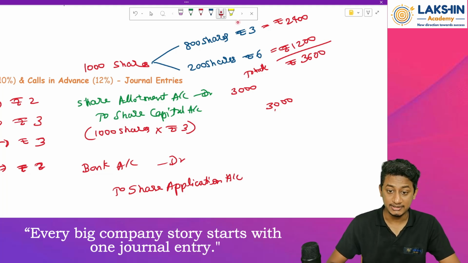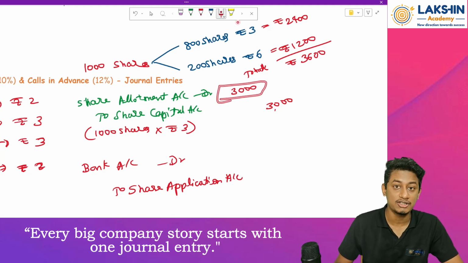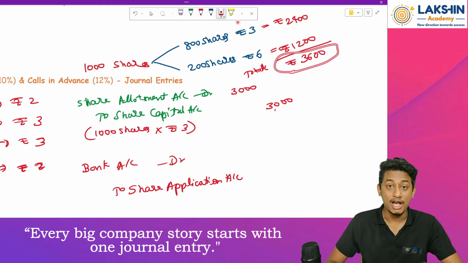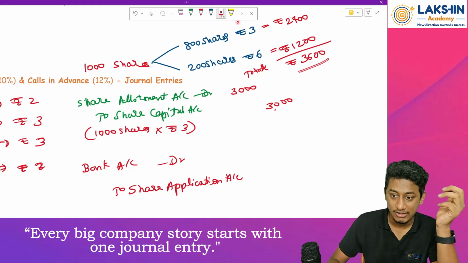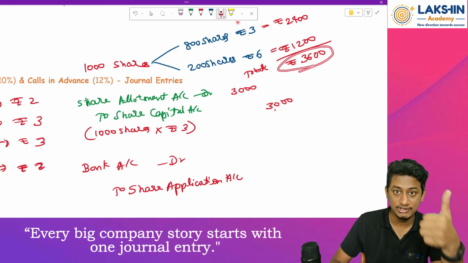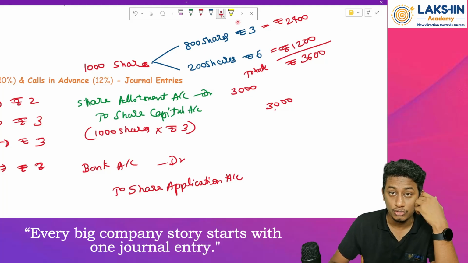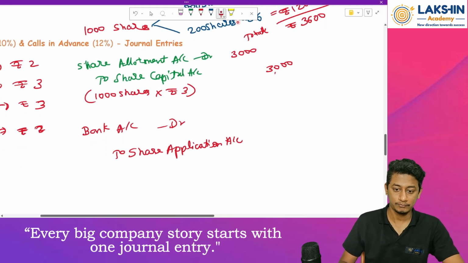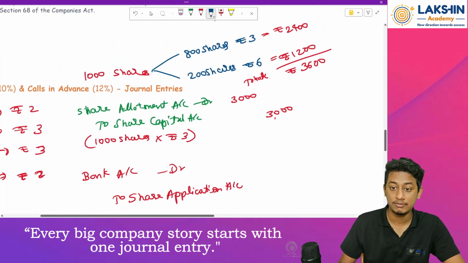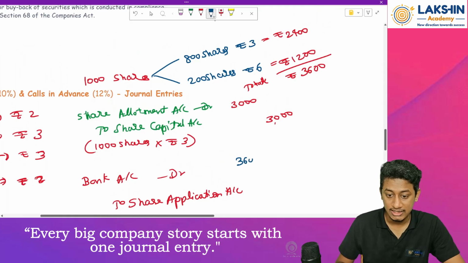That means, see, I was supposed to receive 3000 rupees. But how much have I received? Rupees 3600. Arey sir, I have received 600 rupees more, right? Now what to do? Let's see what to do. See, in bank account, how much is received? In bank account, I have received 3600.